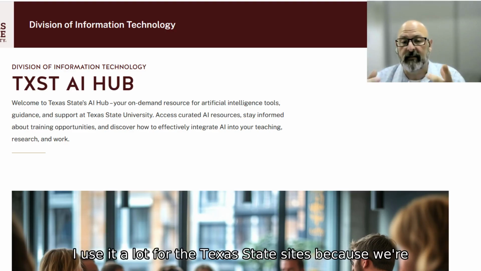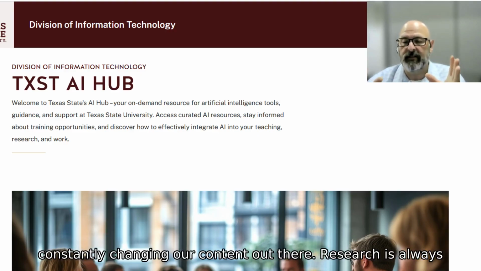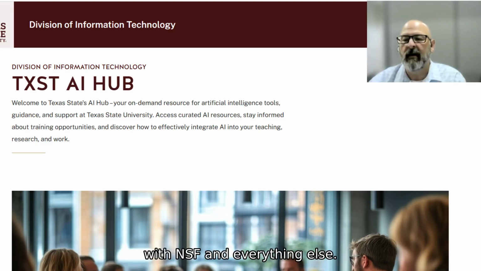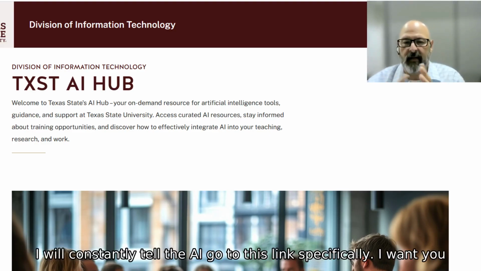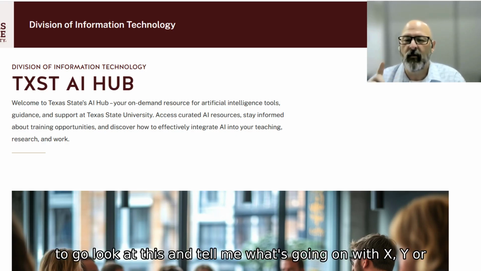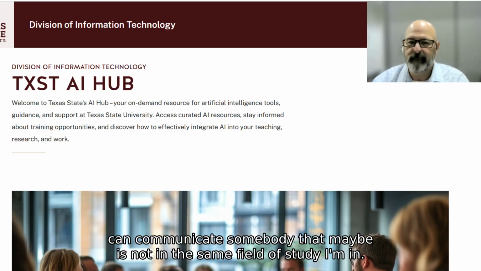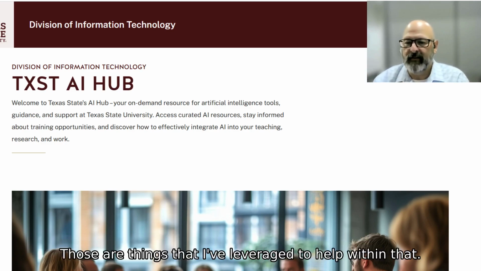I use it a lot for the Texas State sites because we're constantly changing our content out there. Research is always updating the rules and what's happening out there with NSF and everything else. I will constantly tell the AI, go to this link specifically. I want you to go look at this and tell me what's going on with X, Y, or Z, or provide me this data, or summarize this information for me that I can communicate to somebody that maybe is not in the same field of study I'm in. Those are things that I've leveraged to help within that.